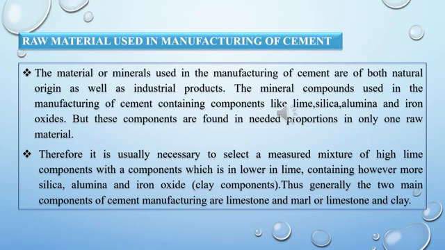The raw material or mineral used in the manufacturing of cement is of both natural origin as well as industrial products. The mineral compounds used in the manufacturing of cement contain components like lime, silica, alumina, and iron oxides. But these components found in the needed proportions are in only one raw material.